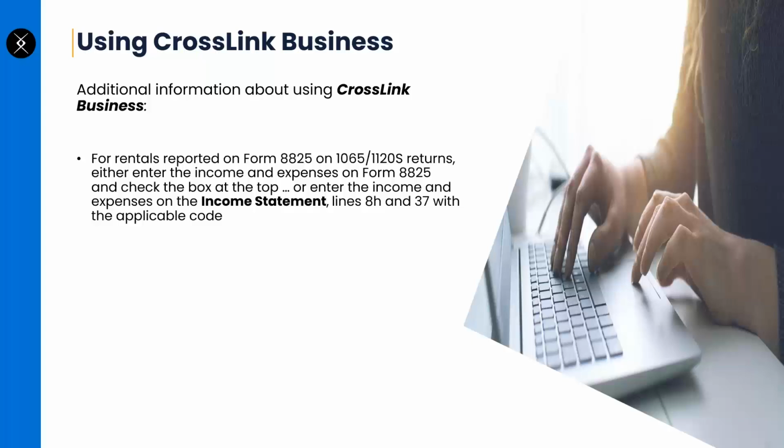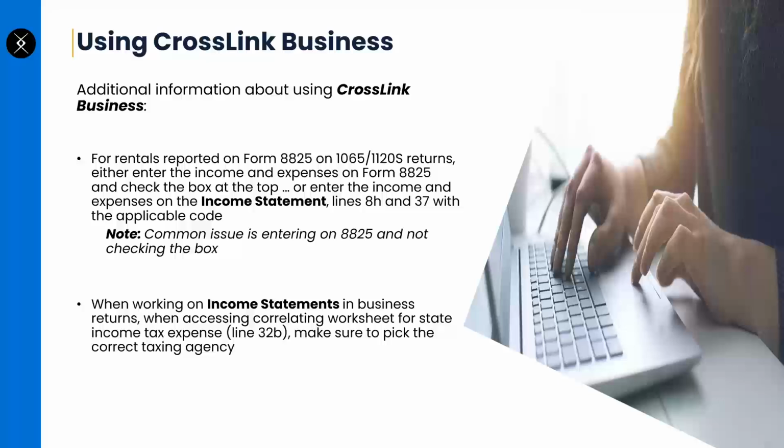And then from that, we want to make sure that for rentals being reported on Form 8825 on 1065 or 1120S returns, to either enter the income and expenses on Form 8825 and check the box at the top, or enter the income and expenses on the income statement, lines 8H and 37, with the applicable code. So we can go ahead. I'm just going to leave that a moment. I know some people like to take notes, so I like to leave that there.